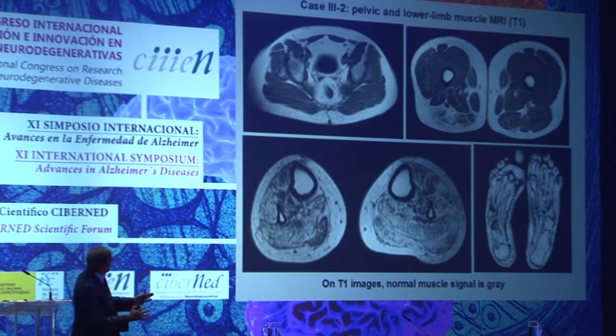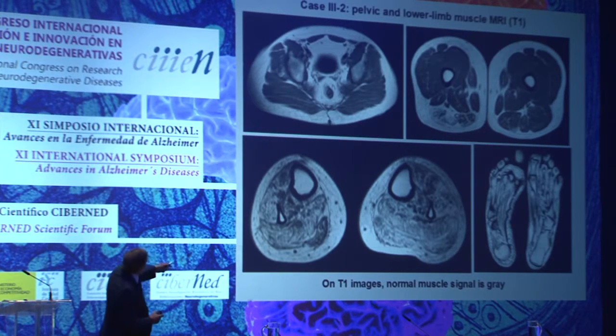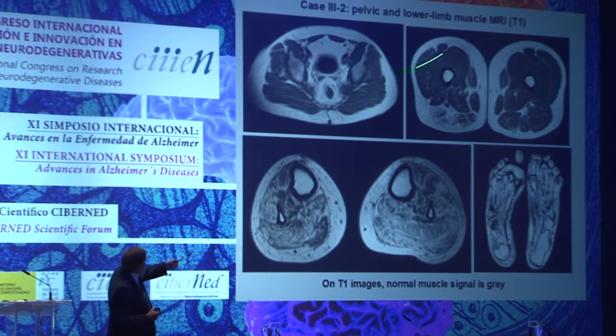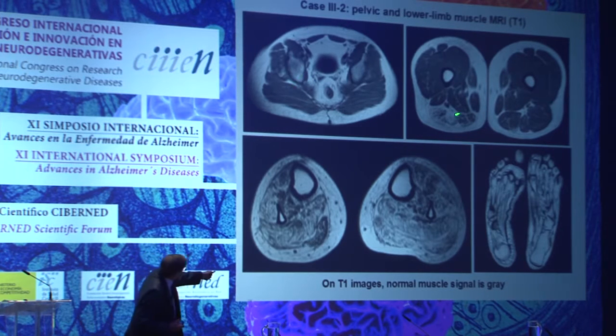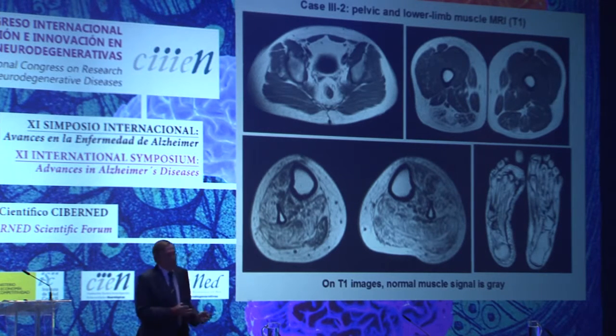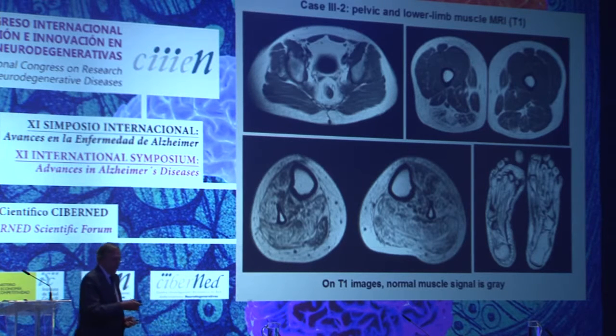In one patient, we carried out an MRI study, and you see here T1 weighted images of the pelvis, thighs, lower legs, and feet. In normal conditions, the signal of normal muscle is intermediate gray, but when there is fat infiltration, it appears white. You see here normal structures in the pelvis, asymmetric fatty infiltration of the posterior compartment of the thighs, tetracompartmental fatty atrophy of the lower legs, and massive atrophy of foot musculature, it's completely white.